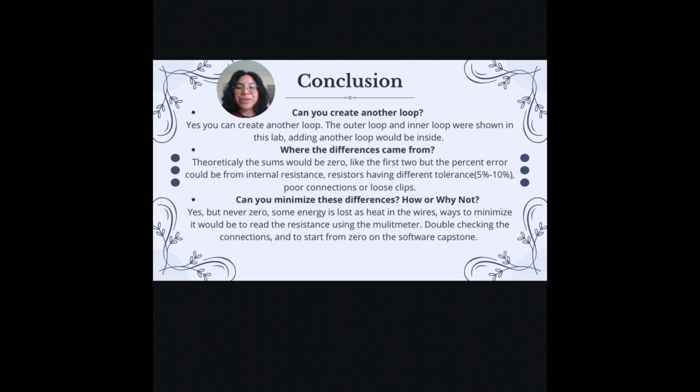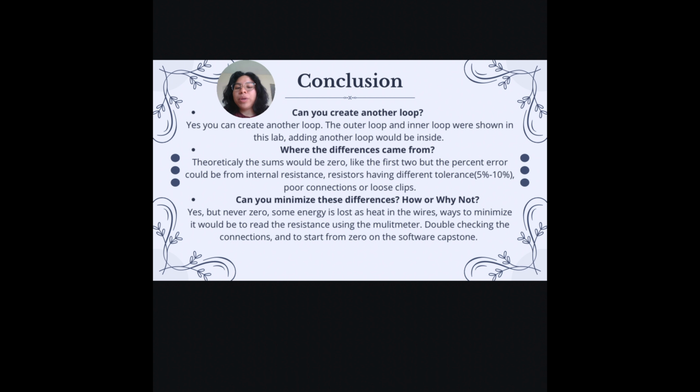This is the Lab 5 conclusion. After we did our experiment, just to review some questions that we had at the end of the report: can you create another loop? In this particular experiment, we had an inner and outer loop. We can create another loop. It would just have to be on the inside again, similar to how 1, 2, and 3 were on the inside loop, and then 4 was our perimeter loop. We would create another one on the inside. Of course, the numbers might change because we would have an additional loop, but we can always add another loop to the circuit.